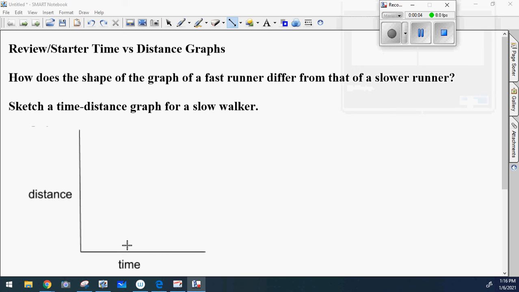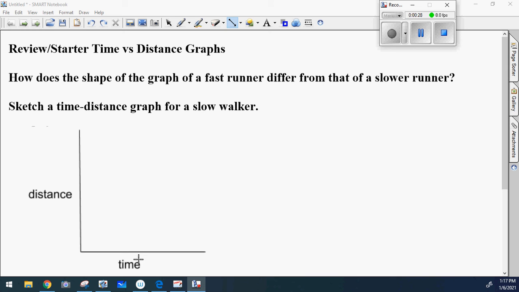Okay, so I want to talk about the difference between the shapes of the graph. When we graph speed, we graph time versus distance. Time is here and distance is here. Time is going to be your x and distance is going to be your y. We're going to say that the distance that you cover depends on the time.